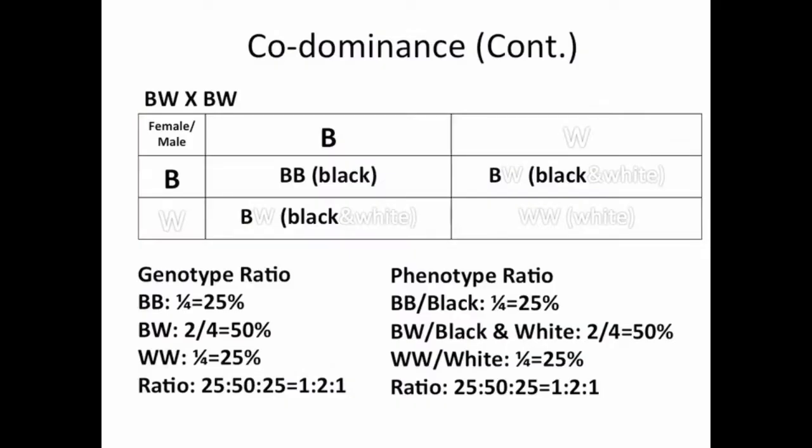Weird. Let's say the offspring of the black and white spotted dogs mated with each other. Then there are three possible genotypes available with a genotype ratio of 1 to 2 to 1. The phenotype ratio is also 1 to 2 to 1.